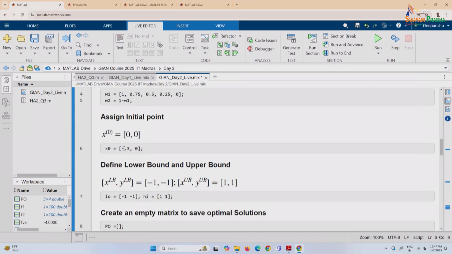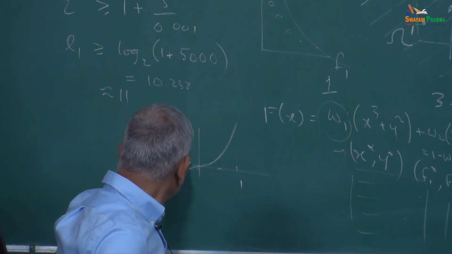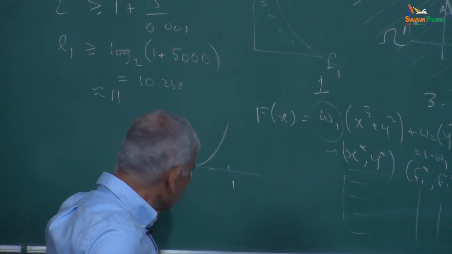There's always things to learn in this. 0.3. Now you see it goes somewhere else. 0.1798. That's not good. Oh, this is 10 to the minus 3, which means it's almost 0. So starting here, it's just going here and getting stuck. But if you give it here, then it finds a slope and comes over there.